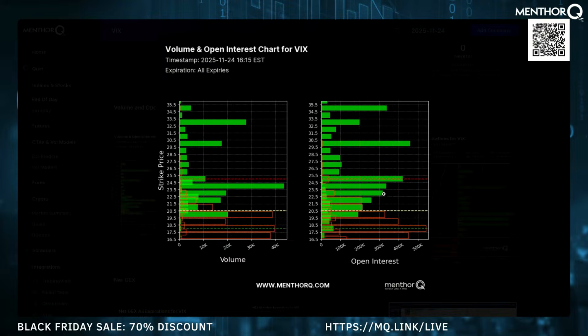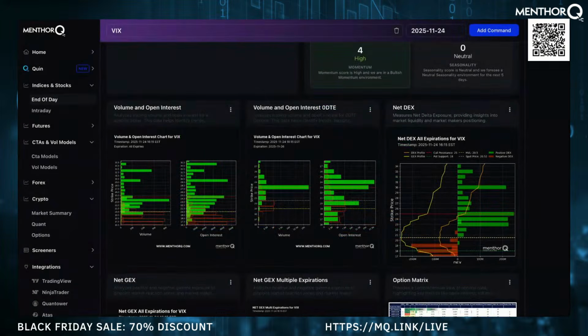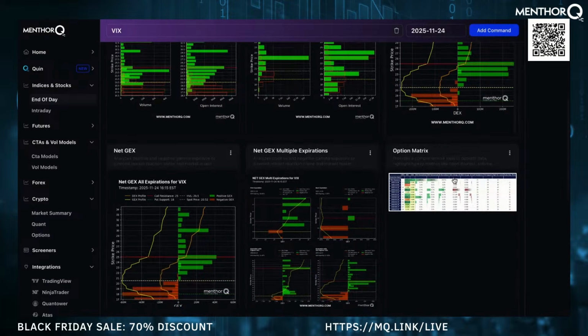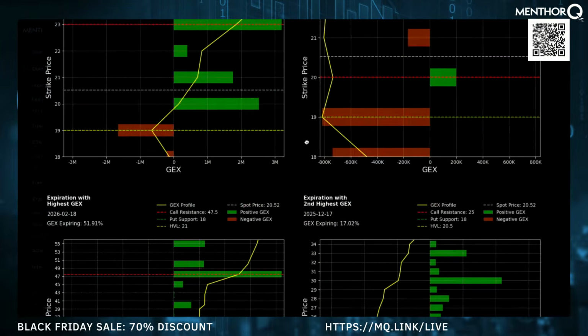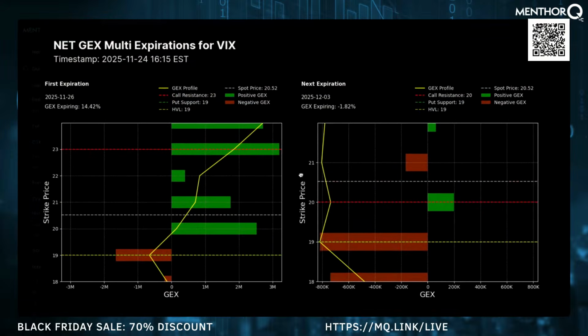So that's the area I'm looking for, between the 20 and the 18.5. So that's something where I directly have some bias. Then I'm looking into the net GEX, all expirations. I'm clicking on it, and then I'm thinking about what I was seeing on the open interest. Is this also something I'm seeing on the net DEX? Yes, I'm seeing this. It's also confirming.